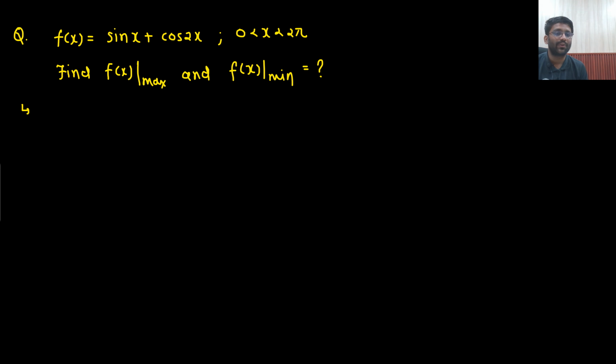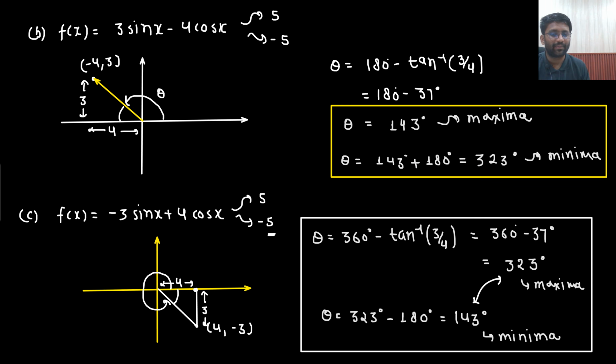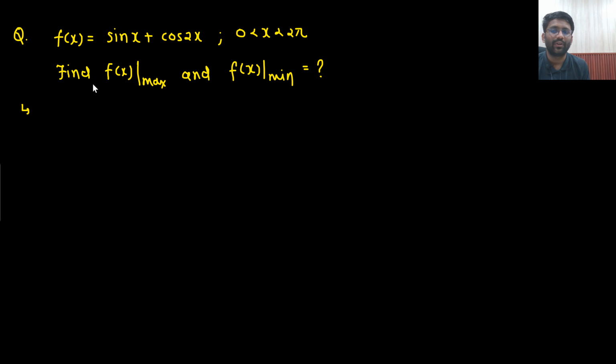So try this question on your own, because the standard form we cannot make, because the angle is not the same. In the whole scenario that we discussed, the angle was the same. You need to find the maximum and minimum value, and the corresponding angle at which it will occur. Think about how you will solve it in the examination hall. The range of angle is given between 0 to 2 pi. Let me take a break and then I will come back.